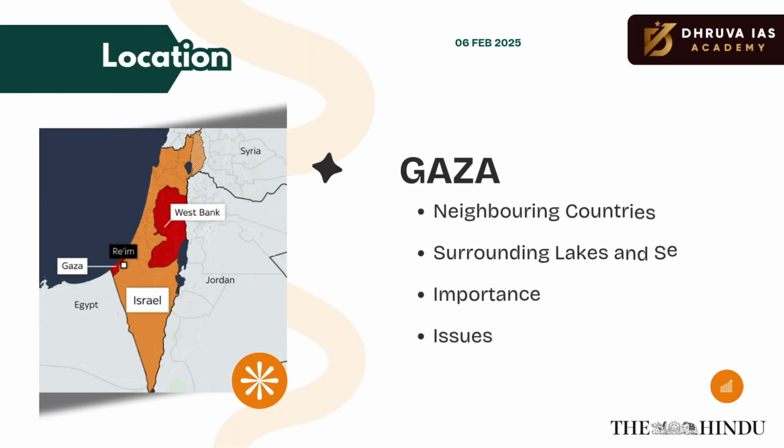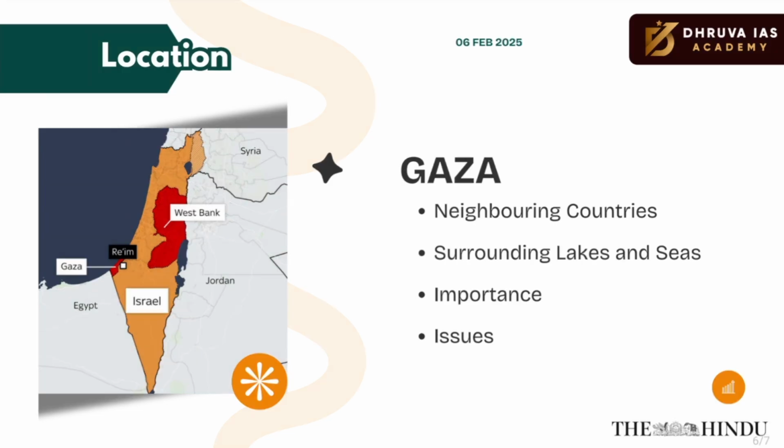The next section in News Navigator is related to location. Trump recently proposed changes to settlements in Gaza. Hence, we need to know what the neighboring areas of Gaza are, as well as the surrounding lakes and seas, what the importance of Gaza's relocation is, and what issues are associated with it. We need to cover this from a multidimensional perspective, but make sure that you plot it on the map.